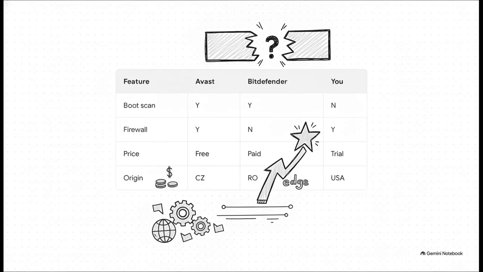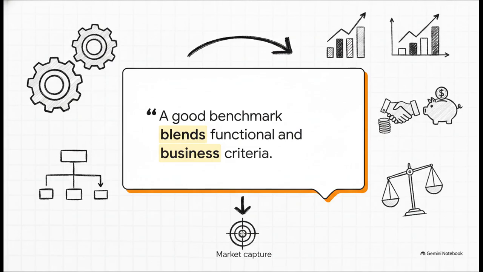Now pay attention to those bottom 2 rows. Notice we aren't just looking at standard functional features anymore. We are suddenly comparing the price model and the country of origin. So the crucial point is this: a truly great benchmark analysis blends functional criteria and business criteria. What a product actually does technically, that's really only half the story. How that product is positioned, how it's sold, and how it's regulated, that matters just as much, if not more, when you're actually out there trying to win market share.